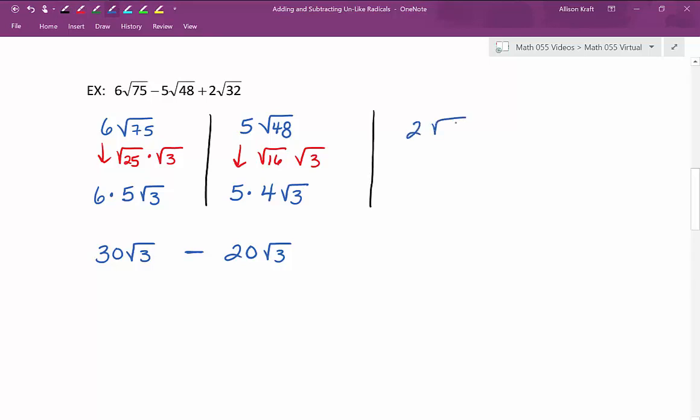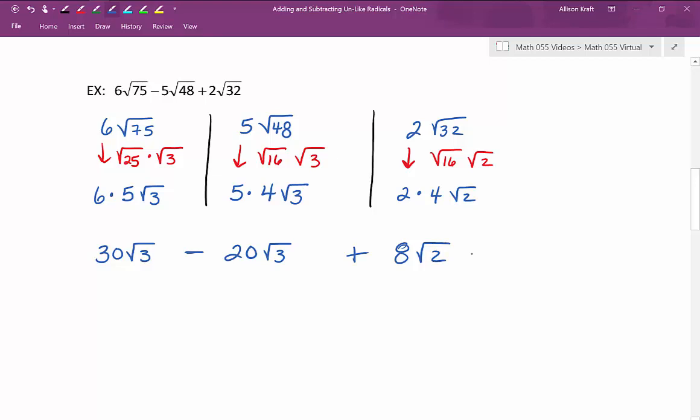Now we have 2 square root of 32. I'm going to write my plus down here. I won't forget to bring my 2 down. And now I'm looking for the largest perfect square that's a factor of 32. That's going to be 16, goes in 2 times. So I have my 2 out in front. Square root of 16 is 4. And then we have the square root of 2. This simplifies to be 8 square root of 2.